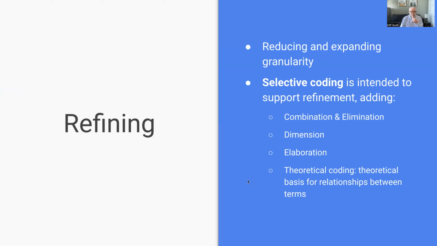So that is an overview of axial coding. In the next presentation, I'll be talking about this process of refining your coding, or what we might call selective coding.